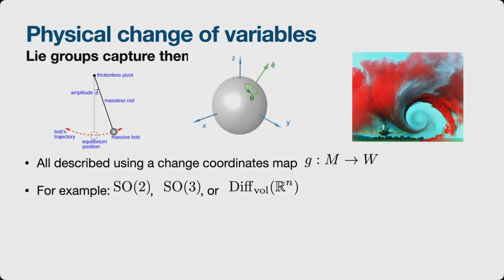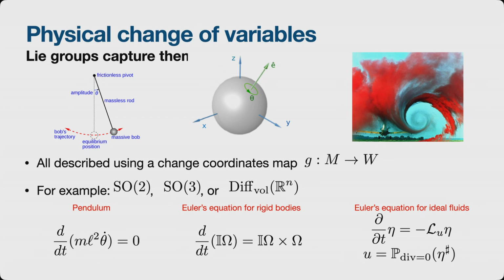But the thing is that the map that lets you change between time 0 and a later time in all these different physics is some sort of a structure like this. For example, in the pendulum, we have the circle group. In rigid bodies, we have the special orthogonal matrices, and in fluids, we have the diffeomorphisms that are volume preserving. And what they give us is seemingly different equations of motion.